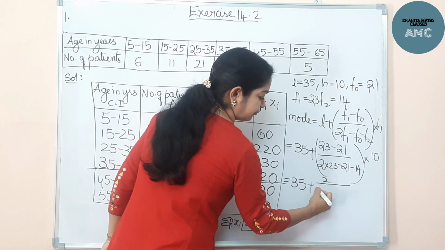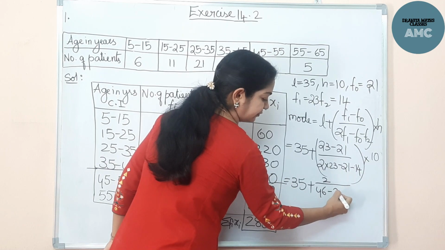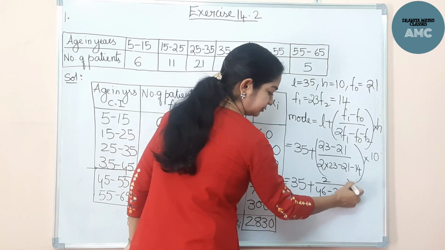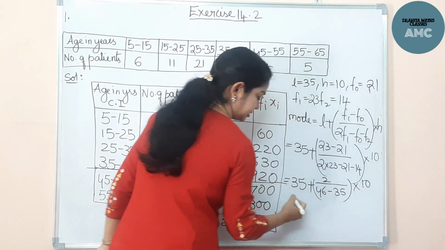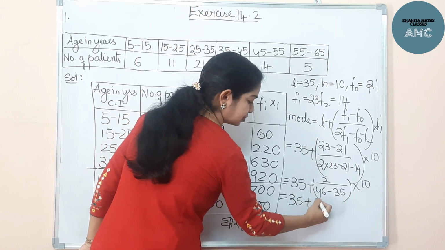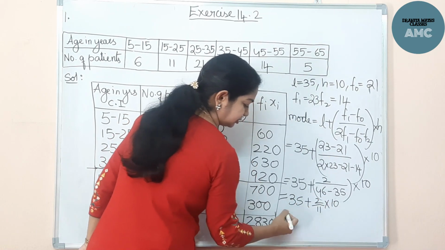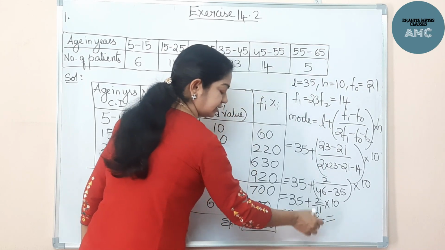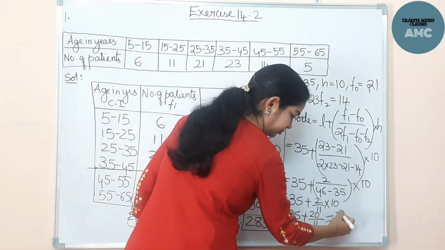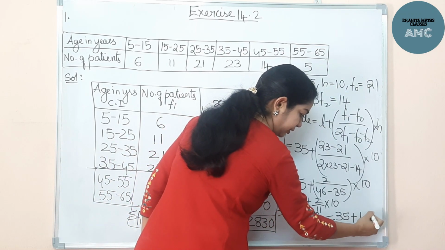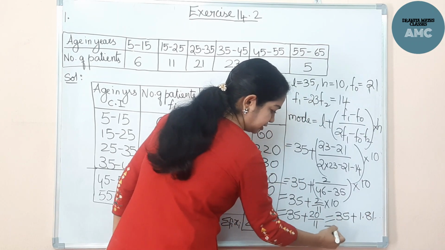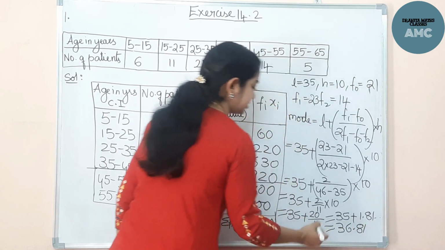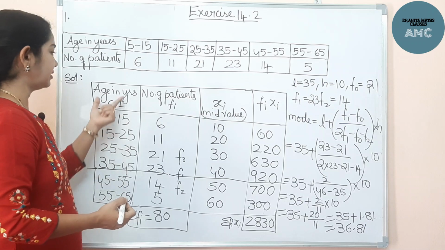Okay. Now here 46 minus here 35. Minus and minus, so plus, we have to do addition. So 35 into 10. This comes to 35 plus 2 by 11 into 10. So it is 35 plus 20 by 11. So do the division here, 20 by 11, bring it into the decimal part. So it comes to 1.81, repeating decimal. So if you add it, it comes to 36.81.